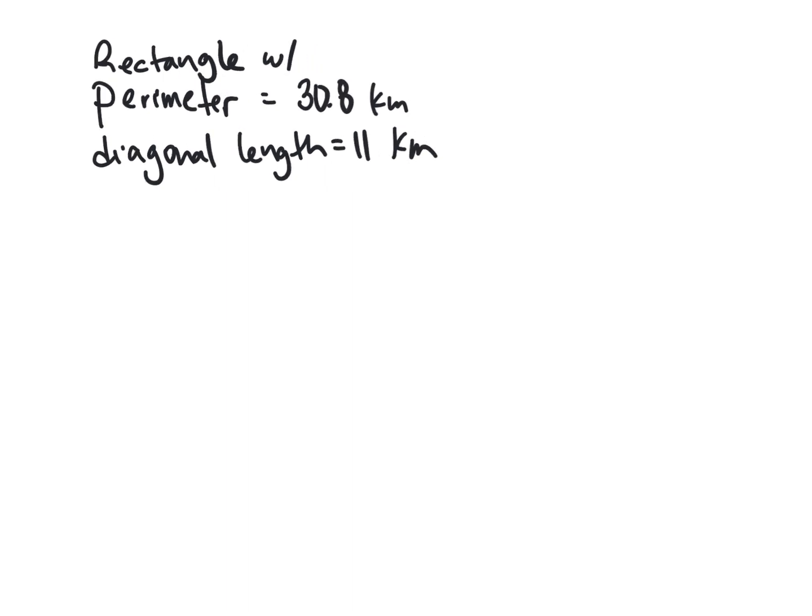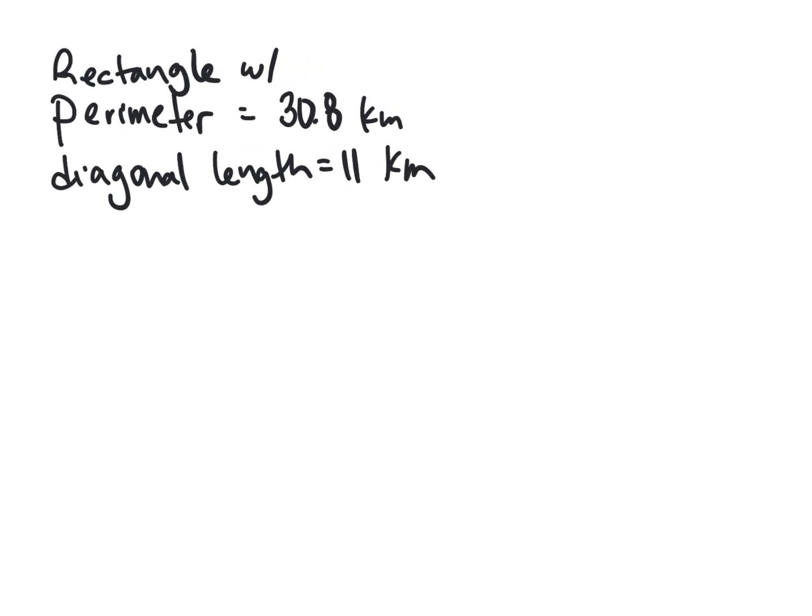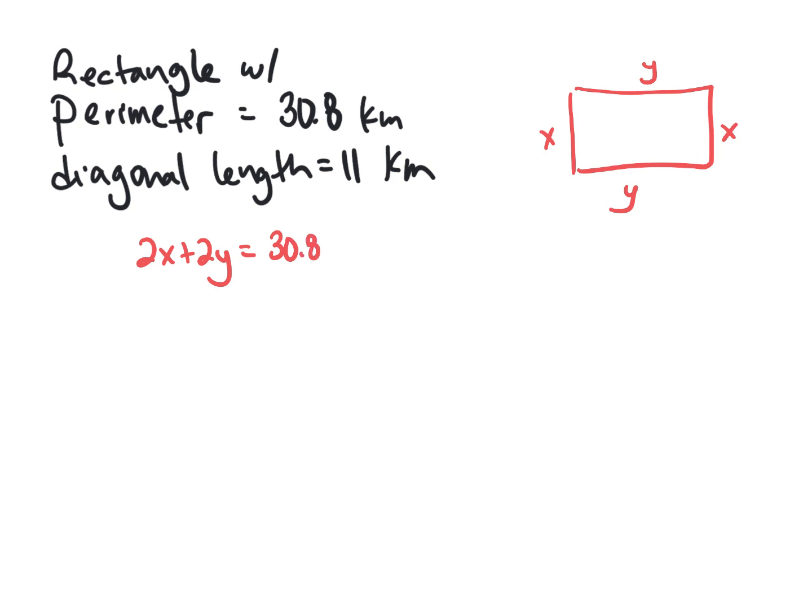Now the second one is similar, except it doesn't give you area and perimeter. I thought we'd do one that's a little different. This one gives you perimeter and diagonal length. So we have x and x, y and y for our perimeter. So we know 2x plus 2y equals 30.8. And then I know this diagonal length is 11. Why that can help me is I now know the Pythagorean theorem, which says x squared plus y squared equals 11 squared.